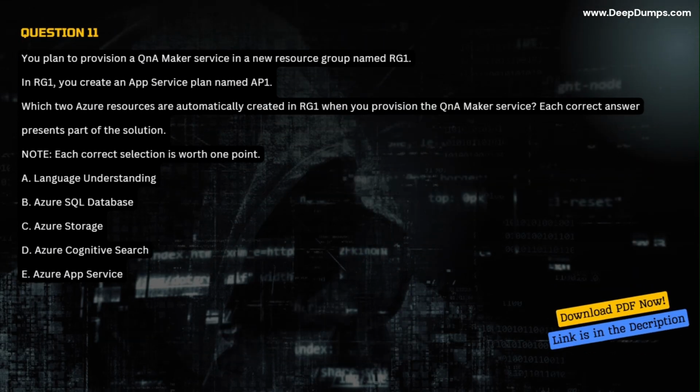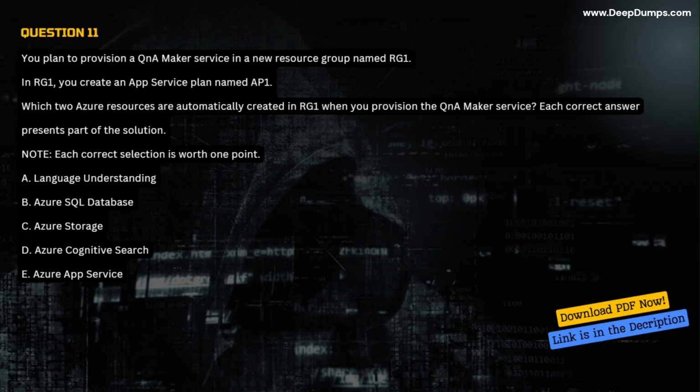Question 11. You plan to provision a QNameMaker service in a new resource group named RG1. In RG1, you create an app service plan named AP1. Which two Azure resources are automatically created in RG1 when you provision the QNameMaker service? Each correct answer presents part of the solution. Note: each correct selection is worth 1 point.